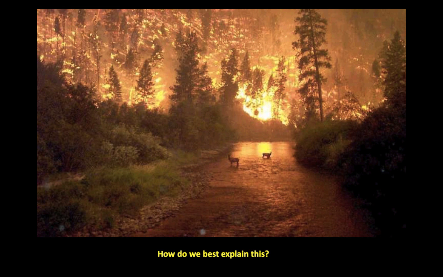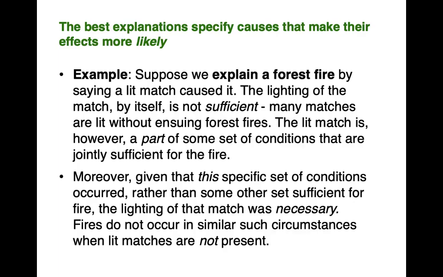How do we best explain this? That's the question. The best explanations specify causes that make their effects more likely. Here's an example. Suppose we explain a forest fire by saying a lit match caused it. The lighting of the match by itself is not sufficient. Many matches are lit without ensuing forest fires. The lit match is, however, a part of some set of conditions that are jointly sufficient for the fire. Moreover, given that this specific set of conditions occurred rather than some other set sufficient for fire, the lighting of that match was necessary. Fires do not occur in similar circumstances when lit matches are not present.